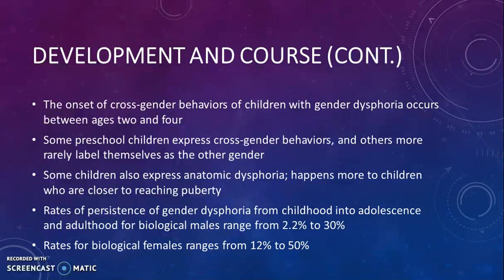Rates of persistence of gender dysphoria from childhood into adolescence and adulthood for biological males range from 2.2% to 30%. This persistence for biological females ranges from 12% to 50%.